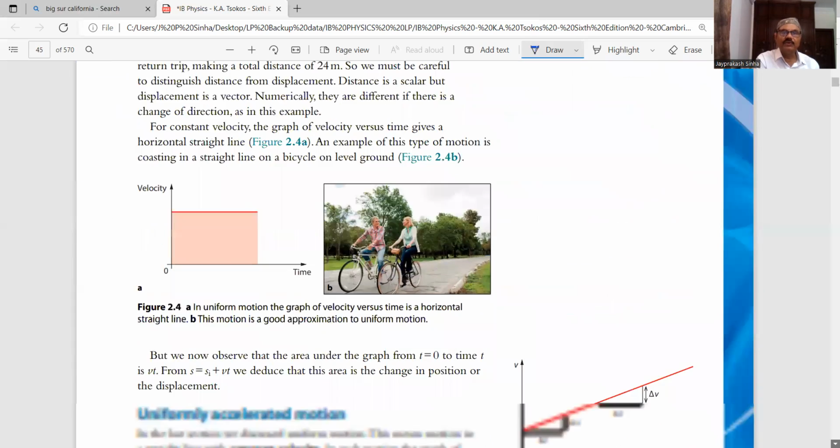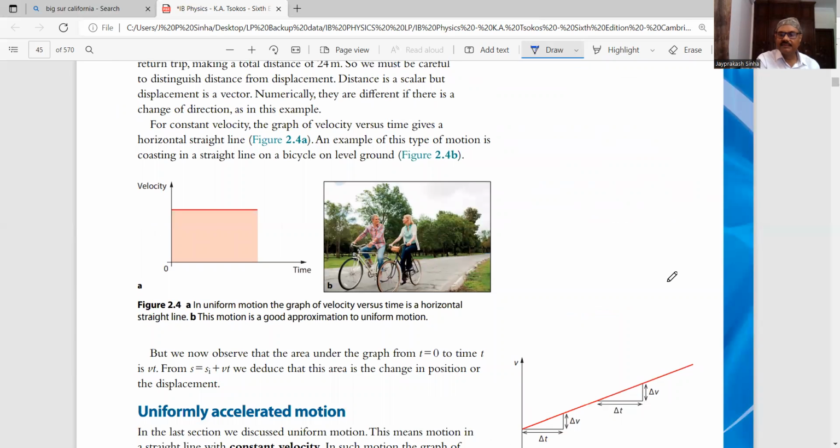So if you draw the graph of velocity versus time in uniform motion, meaning when the velocity is constant, you will get a straight line parallel to the time axis. This is the velocity-time graph. On the y-axis you are taking velocity, on the x-axis you are taking time. Because velocity is uniform, at any moment you can find that this velocity is the same. So it is constant throughout the journey, meaning this line is parallel to the time axis.